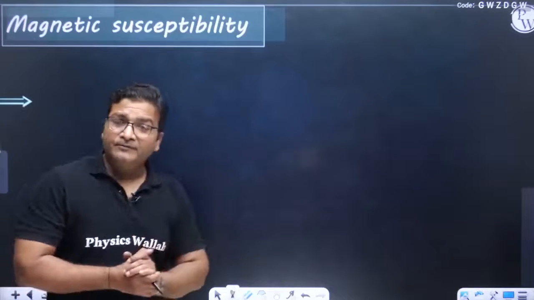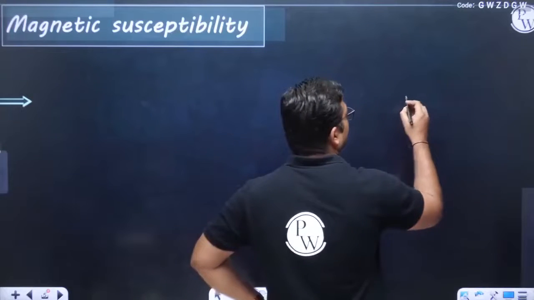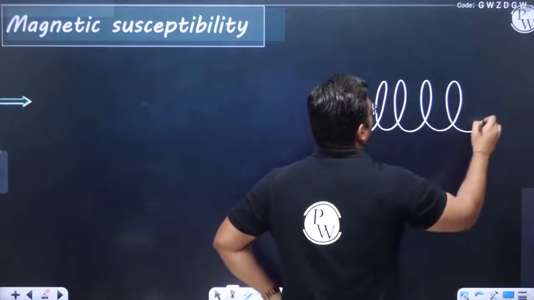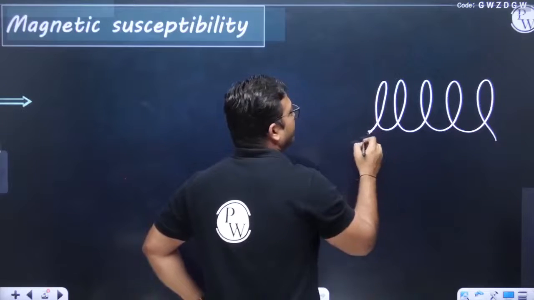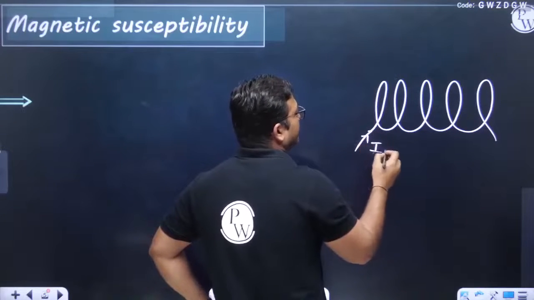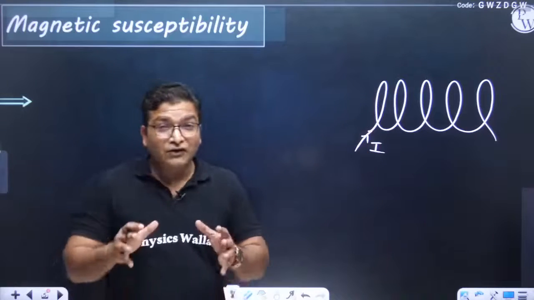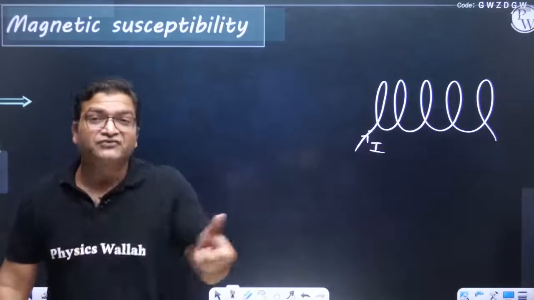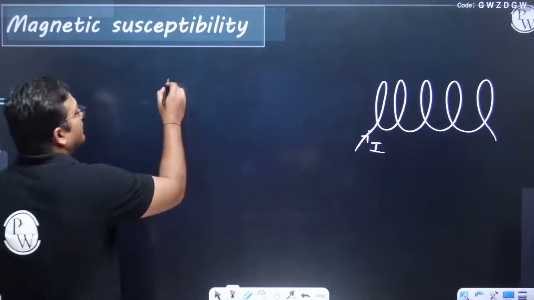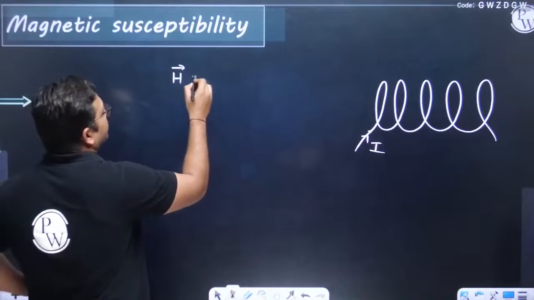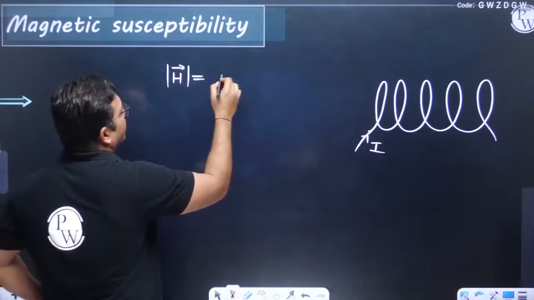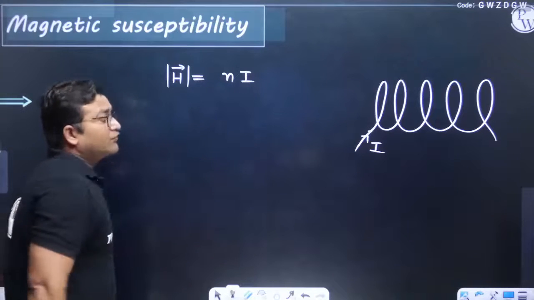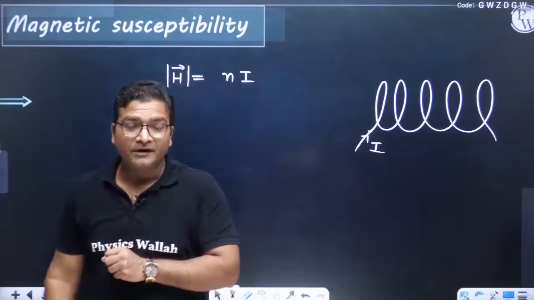So as we know, if you have a solenoid, suppose, and we pass some current in it, the solenoid alone does not produce a B field. It produces an H field. The magnitude of H is given by the number of turns per unit length multiplied by current. The solenoid produces an H field.